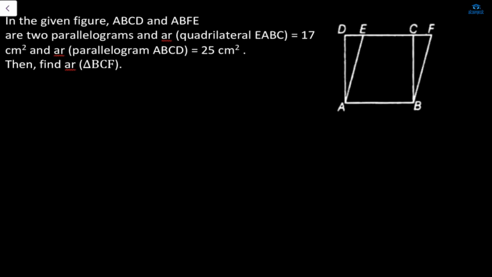In the given figure, ABCD and ABFE are two parallelograms and area of quadrilateral EABC is 17 centimeters square and area of parallelogram ABCD is 25 centimeters square. You have to find the area of the triangle BCF. Try this out. Think about it for 1 minute and then I will be telling you. If you understood how you're going to do it, you can tell me.